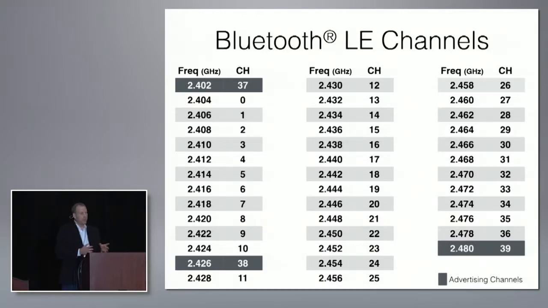So again, BR-EDR, you've got 79 1 megahertz channels, and LE, you've got 40 2 megahertz channels.